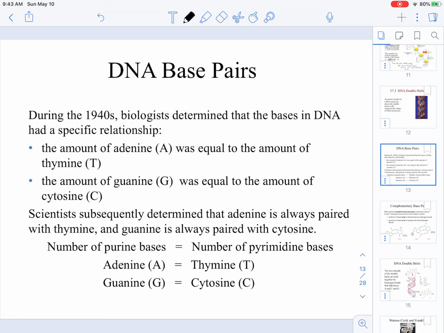During the 1940s, biologists determined that the bases in DNA had a specific relationship. The amount of adenine is always going to be equal to the amount of thymine, and the amount of guanine is equal to the amount of cytosine. The reason is that scientists subsequently determined that the pairing of these nitrogen bases on each strand goes in the following manner. As you can see, adenine will always be paired with thymine in the structure of DNA, and guanine is going to be paired with cytosine.